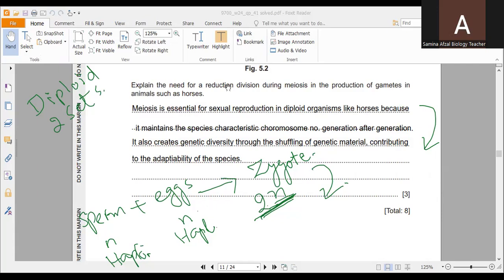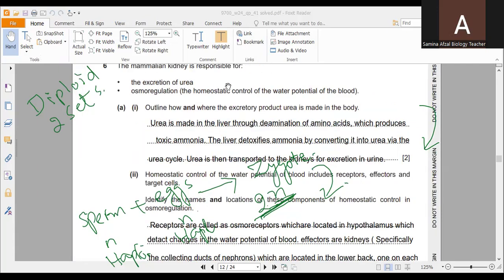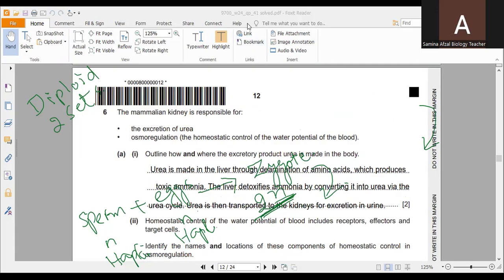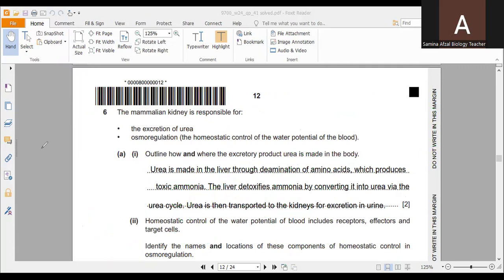Now we are moving towards question number 6. The mammalian kidneys are responsible for the excretion of urea and osmoregulation, so the homeostatic control of water potential of the body.